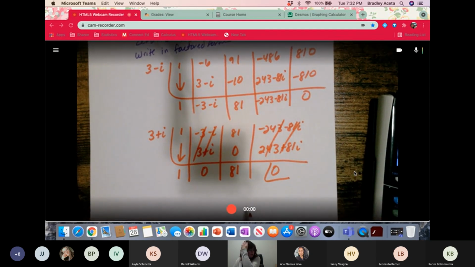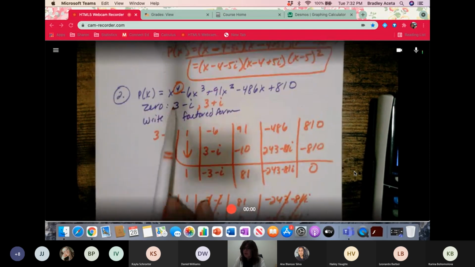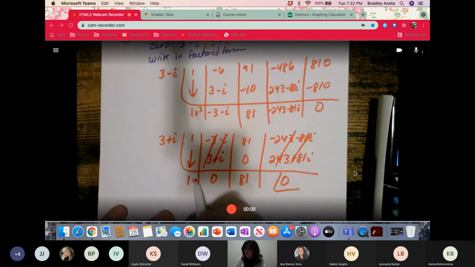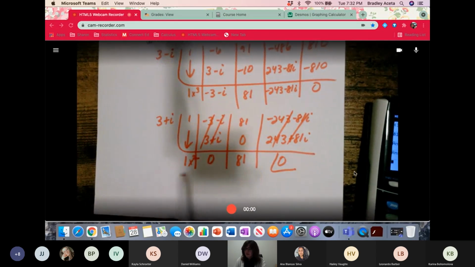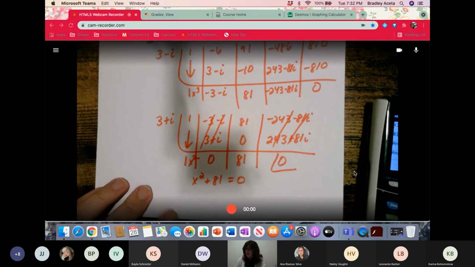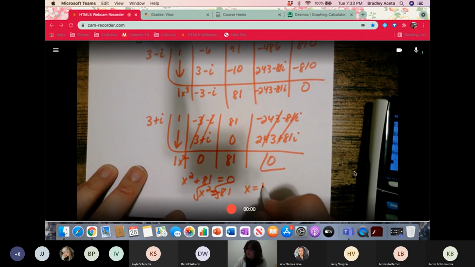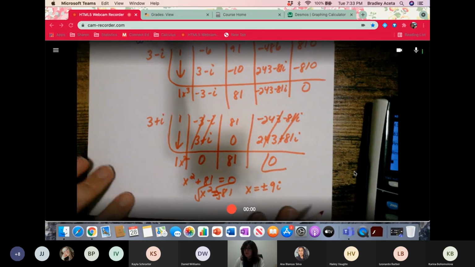Now, what have I just created? Remember, this was x to the 4th. This was x to the 3rd. Now I'm at an x squared. So I have x squared plus 81 equal to 0. And I would solve this. x squared equals negative 81. Sorry, when you bring it over, that's a negative. Take a square root. x equals plus or minus 9i. So there's your complex roots.